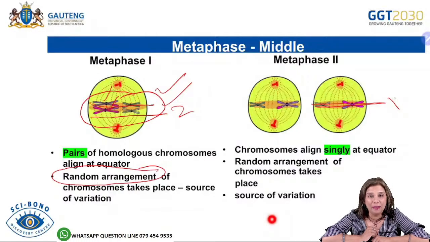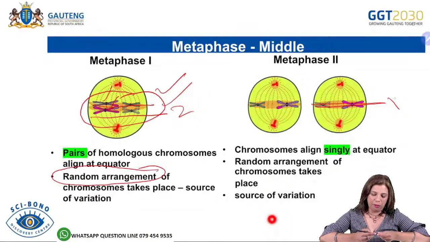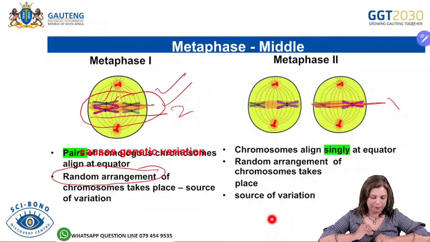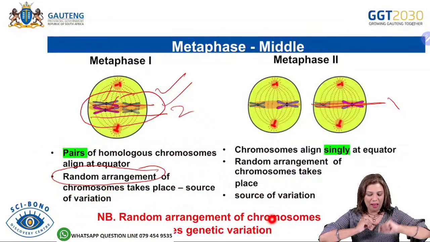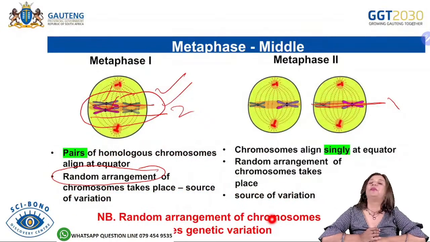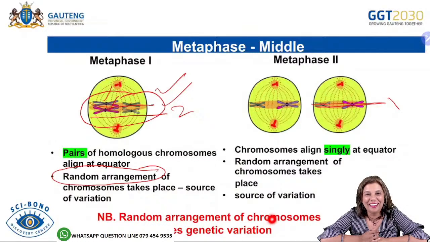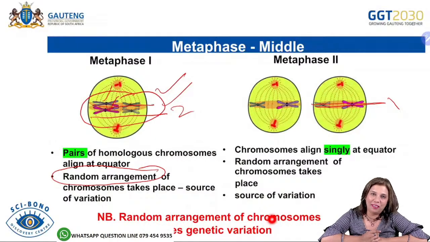And if you didn't get the message the first time, I'm going to highlight it for you. Just a minute. There we go. Random arrangement of chromosomes causes genetic variation. This is the reason for genetic variation. That means a variety of genes, a different type of genes for the next generation.